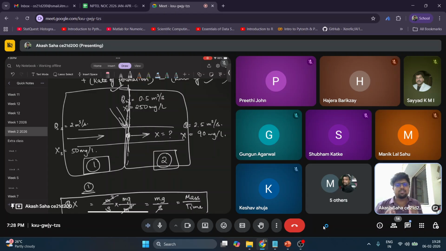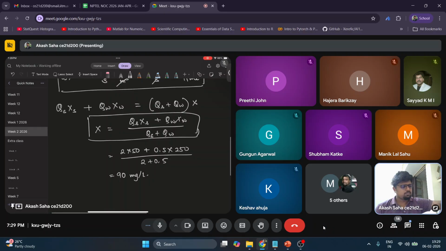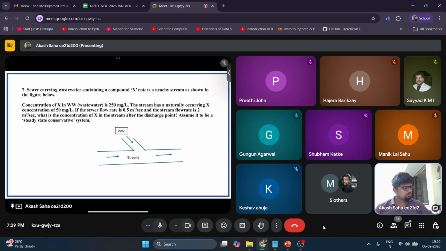Okay, and always remember, concentration is not equal to mass. Concentration is milligram per liter or gram per meter cube, something like that. So you cannot simply add 250 plus 50 and write the answer as 300 milligram per liter. Okay, so this is how you have to do it, right? We'll move forward to 90 milligram per liter.